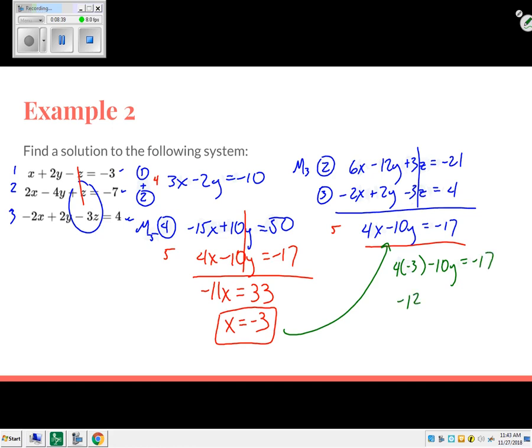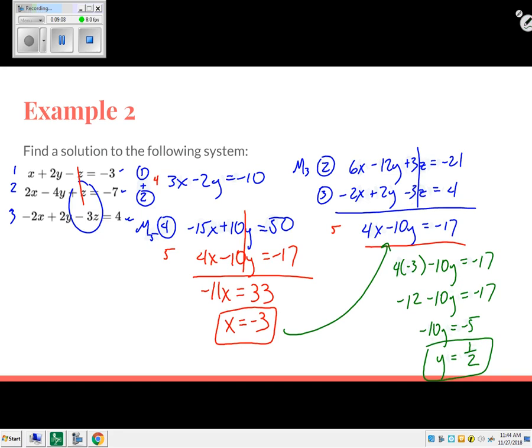So I get negative 12 minus 10y equals negative 17. I'm going to add 12 to both sides. So I get negative 10y equals negative 5. Divide by negative 10, I get 1/2. And I got a fraction. It's not a bad fraction though, so I'm not feeling too terrible about it. I have my x, I have my y.